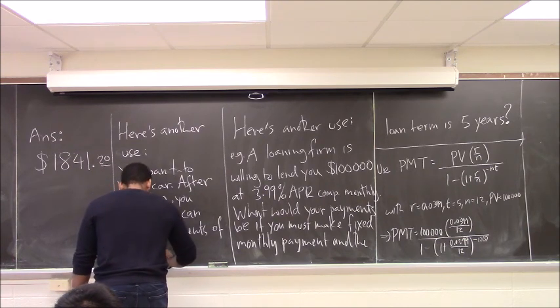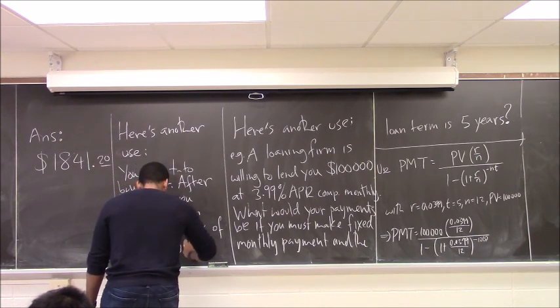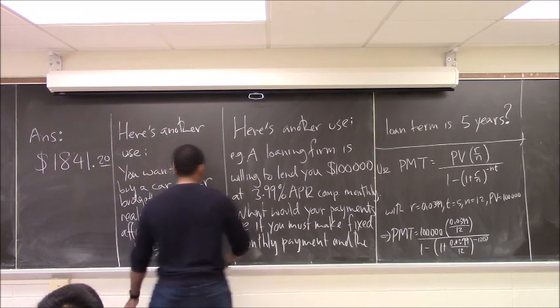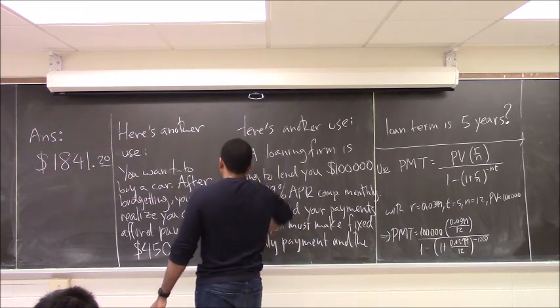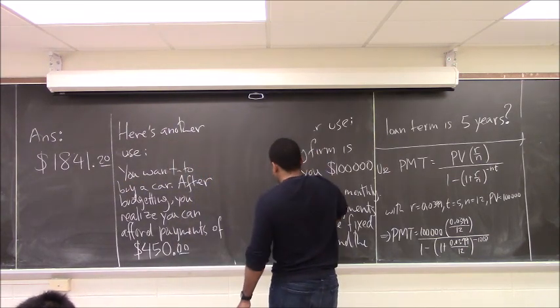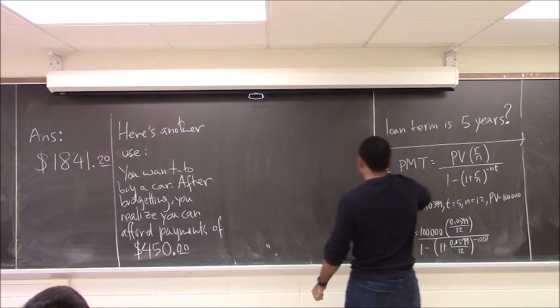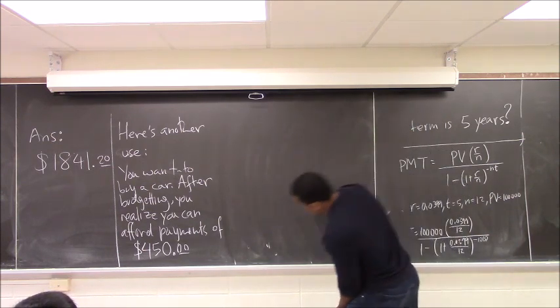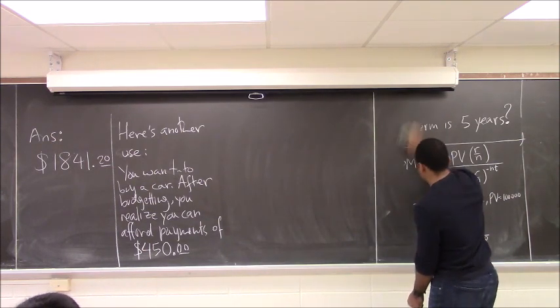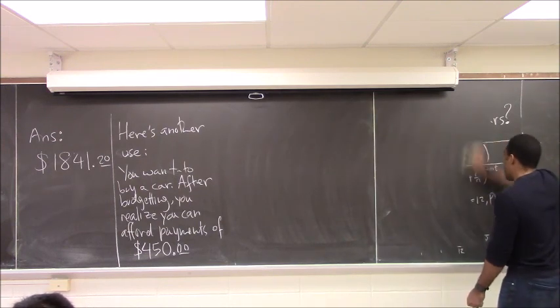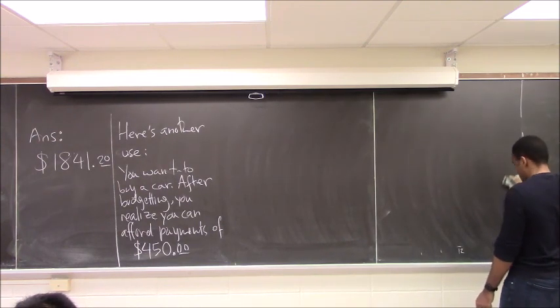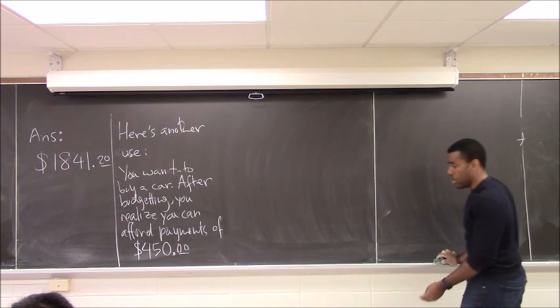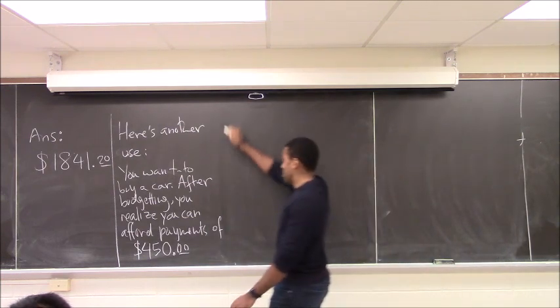Okay? So you looked at all your expenses, how much you spend on rent, food, entertainment, all that good stuff, and you realize, yeah, I can squeeze out $450 in discretionary spending money to kind of spend on a new ride. Okay, so that's the situation. So you know you want a car, you know you can only afford a maximum of $450 a month to pay for this new car.